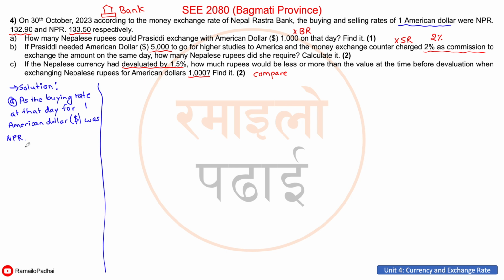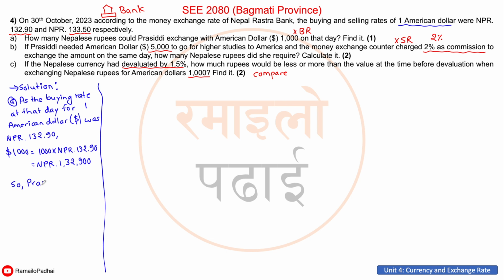NPR. I have taught you in the lecture video that the initials, that is the short form, for Nepalese rupees is NRs. However, in some questions they use NPR, which is totally fine. So the buying rate was 132.90. 1000 American dollar will be 1000 times the buying rate, which is NPR 132.90, which will give us NPR 1,32,900.